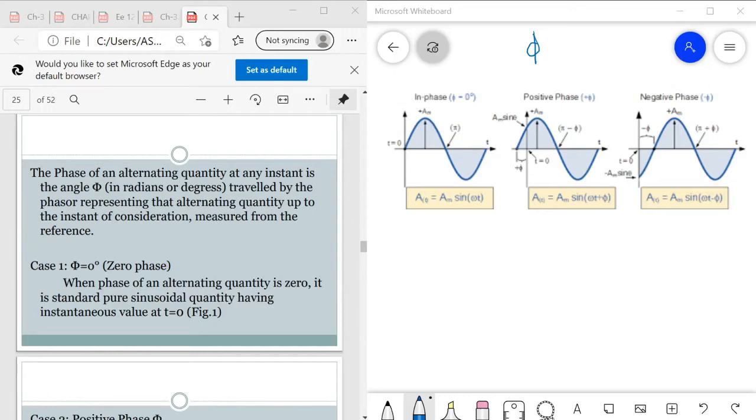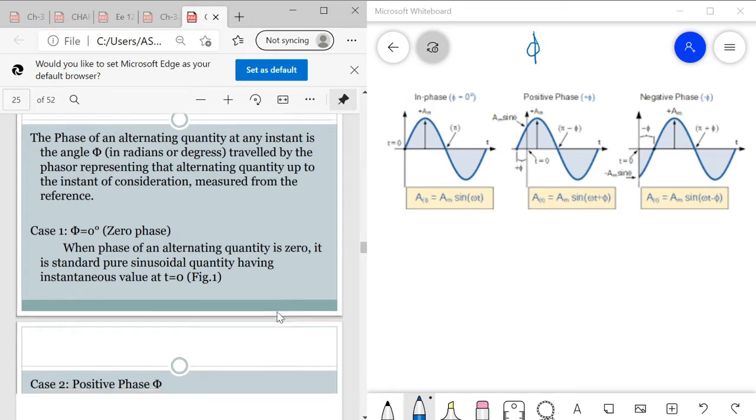We are now going to have our next topic, which is the phases. So the phase of an alternating quantity at any instant is the angle phi in radians or degrees traveled by the phasor representing the alternating quantity up to the instant consideration measured from the reference. So our reference here, we will use x-axis para pareho tayo ng vector diagrams. You can also use y-axis, kaya lang mas nakakalito yung y-axis. So for this class, we will use x-axis always as our reference.